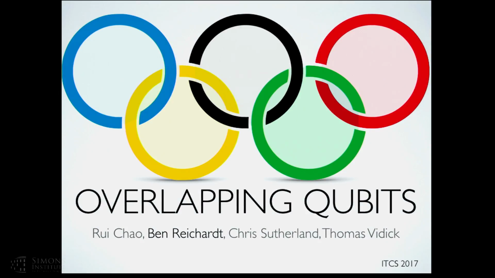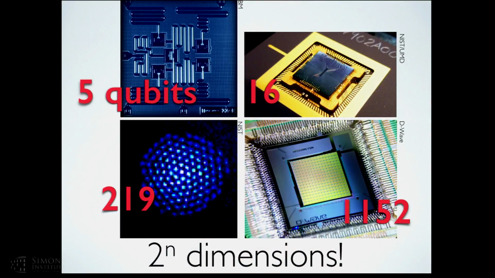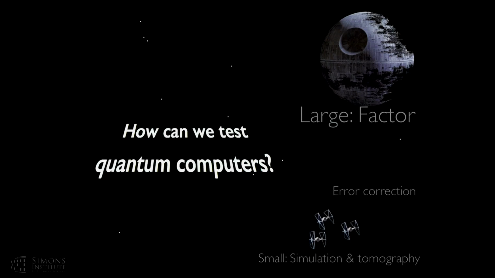All right, thank you. So this is joint work with Rui Chao, with Chris Sutherland, and with Tomas again. As we've seen several times, an n-qubit system has 2 to the n dimensions. And this exponential is really exciting to us theorists because it means that quantum computers can be exponentially powerful. They're really cool. But as experimentalists have been implementing quantum devices, it's turned out to be somewhat problematic because you have this exponentially complex system. And so how can you hope to understand it? How can you hope to test these systems and know what they're doing?